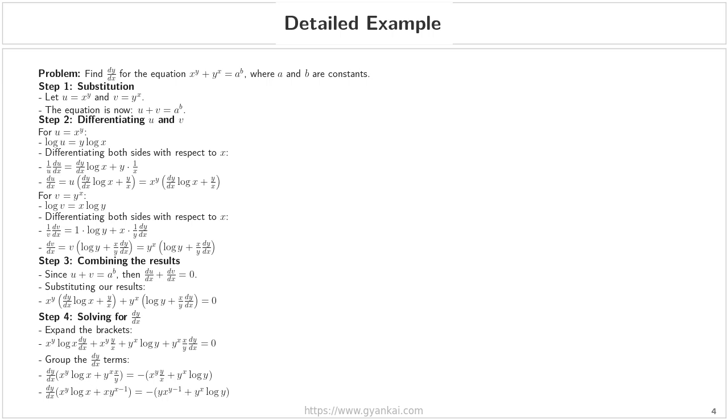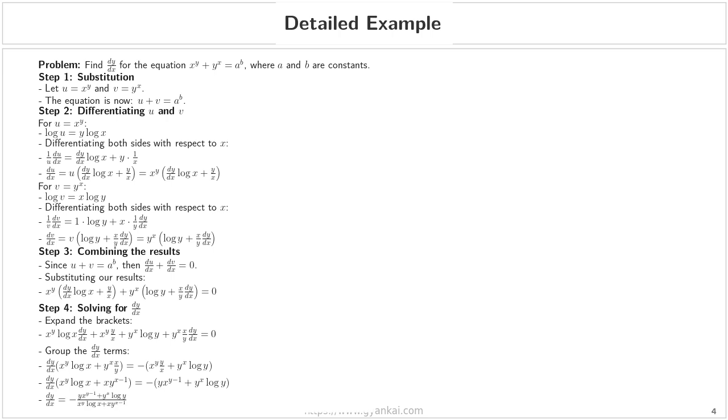To simplify the final expression, we can rewrite the terms using exponent laws. For instance, x to the power of y times y over x simplifies to y times x to the power of y minus 1, and y to the power of x times x over y simplifies to x times y to the power of x minus 1.